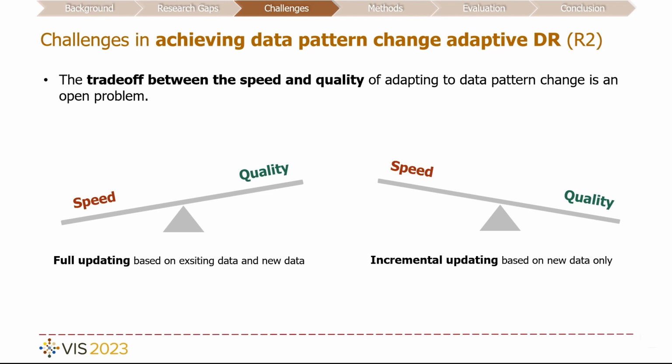Regarding the adaptation to changes in data patterns, non-parametric methods entail recalculating all data embeddings, which can be quite time-consuming. Some parametric methods suggest incrementally updating the embedding function based on new data, but this approach often results in lower embedding quality. The challenge of striking the balance between speed and the quality of adapting to changes in data patterns remains an unresolved issue.